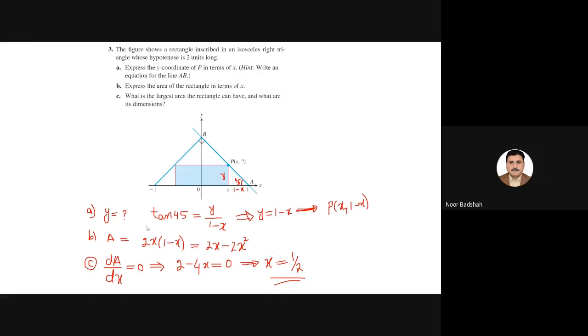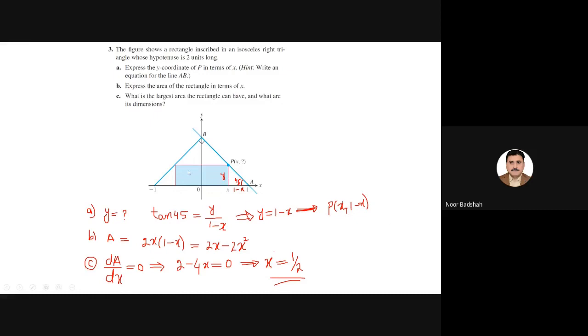Right, so here you see that this is y, this angle is 45, from 0 to this point A, its length is 1, so in the triangle APX, this length will be 1 minus x. And this is why, applying tangent 45 in the right angle triangle, that is perpendicular by base, we have tangent 45 = y by 1 minus x. Tangent 45 is 1, so we get y is equal to 1 minus x. Therefore, this y-coordinate is 1 minus x.